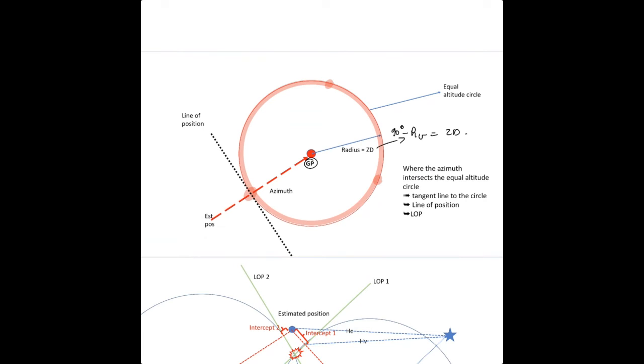Okay, so what do we do? We determine our bearing. Okay, and so we have our estimated position, and starting from the estimated position, we determine our true bearing, which is this one here, and where the true bearing intersects with the equal altitude circle, that is where we draw our line of position. Okay, voilà.